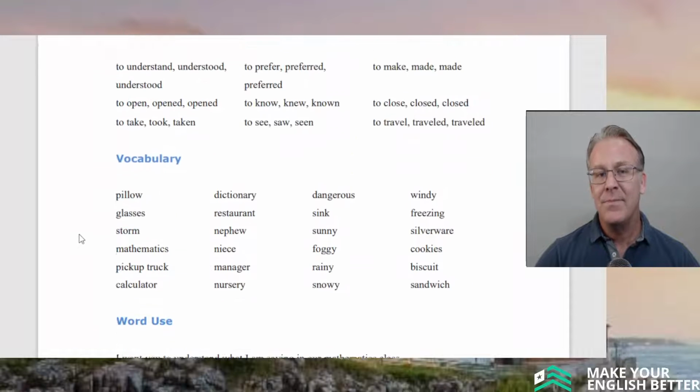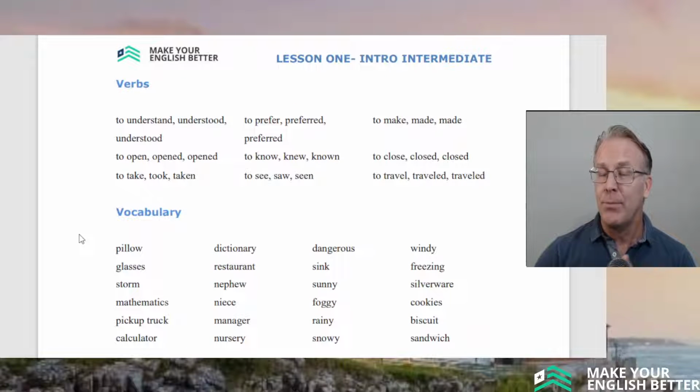Okay? In this particular book, Intro Intermediate, I will try to speak a little slower to help you understand better. And I will speak faster as we go through the different lessons. In the intermediate, I speak faster, and in the advanced, even faster. Okay? So let's go.